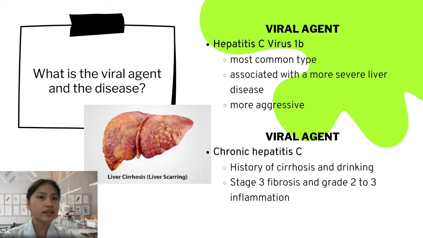First, let's tackle the viral agent and the disease. The viral agent responsible for the disease is hepatitis C virus with the genotype 1B. There are 6 different genotypes for HCV, which are genotypes 1 through 6, and there are also subtypes for each genotype. Among the different genotypes, genotype 1 is the most common. An infection of subtype 1B, which is the viral agent in the case study, is associated with a more severe liver disease and a more aggressive course than the infection with other HCV genotypes.